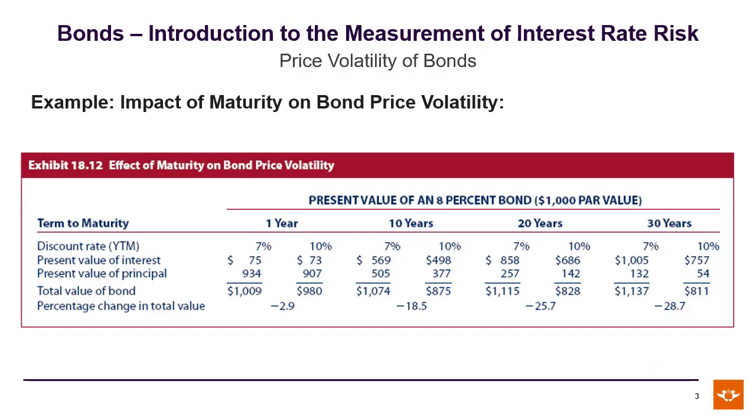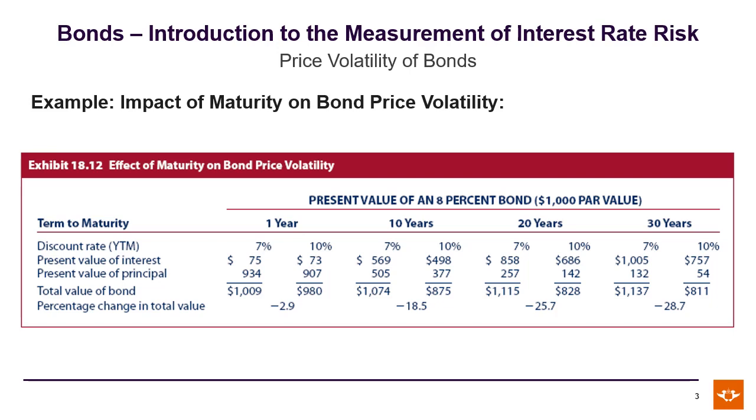Now over the next few slides we're going to look at different examples that give us an idea of the impact of maturity, coupon, and yield on bond price volatility. So we start by looking at an example where we find out what the impact of maturity can be on bond price volatility. So here we have a table that summarizes for us the information about a 1-year, 10-year, 20-year, and 30-year bond with a $1,000 par value and an 8% coupon.